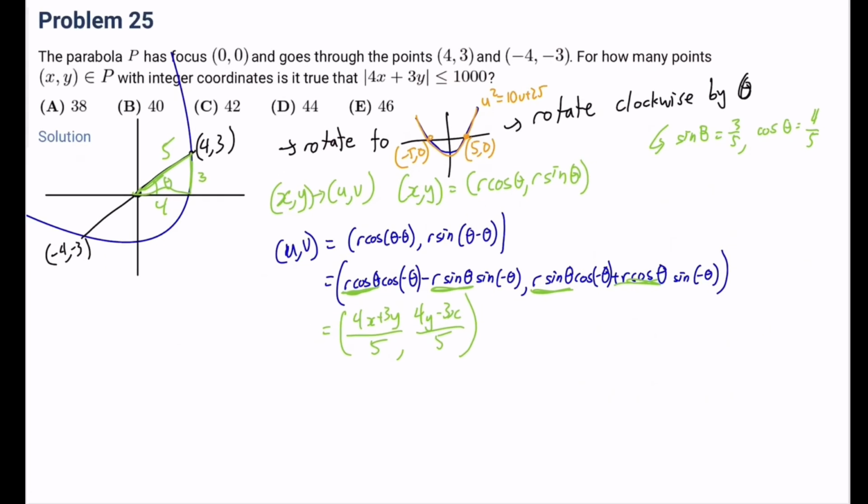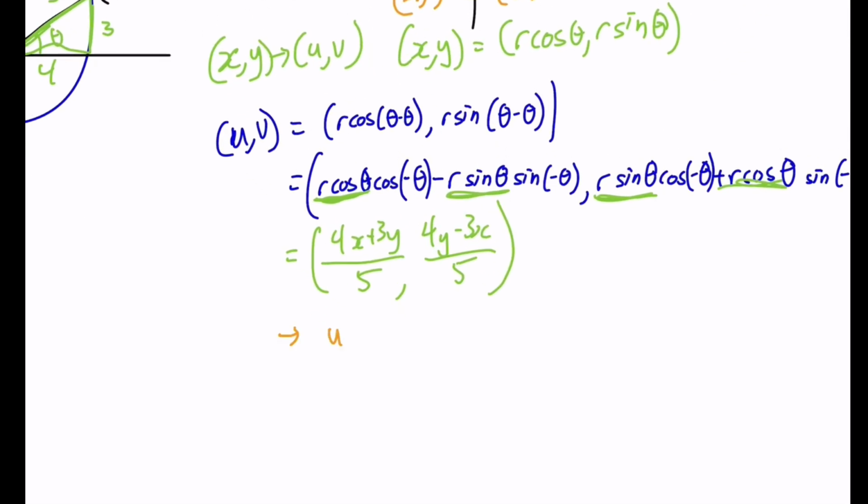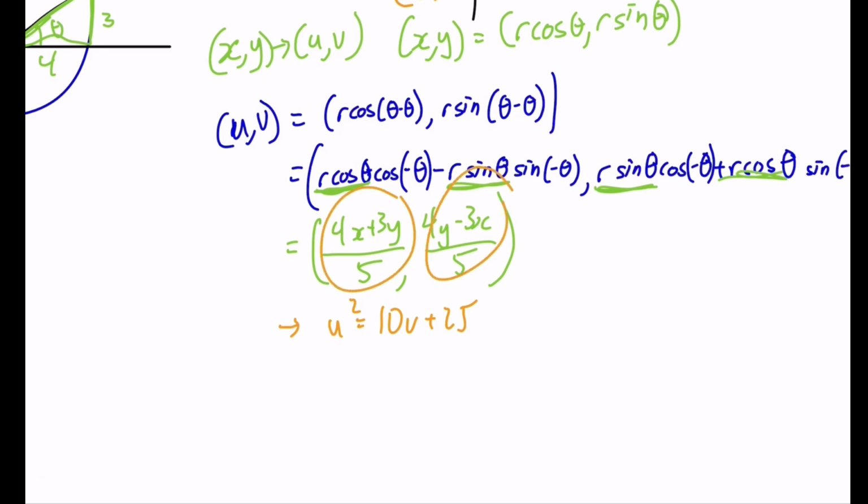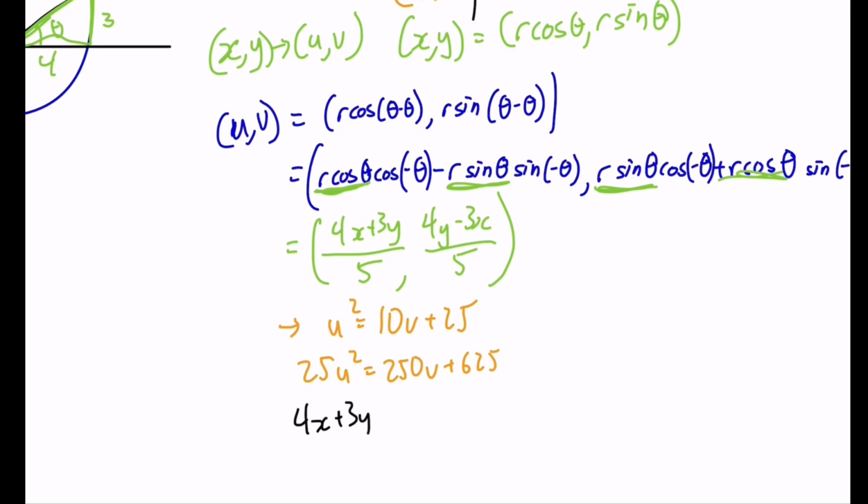If we put this as u and this as v, then this gives us that u squared equals 10v plus 25. We just multiply by 25 first: 25u squared equals 250v plus 625. Then we put this in for u and this in for v. That will give us that (4x plus 3y) squared equals 50 times (4y minus 3x) plus 625.